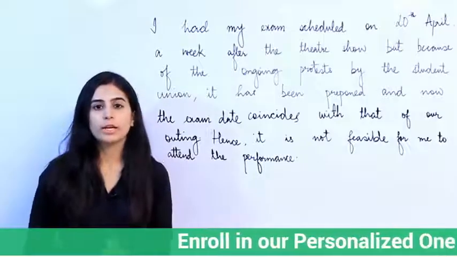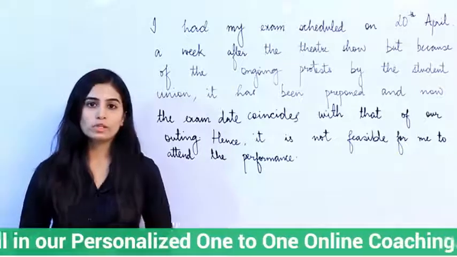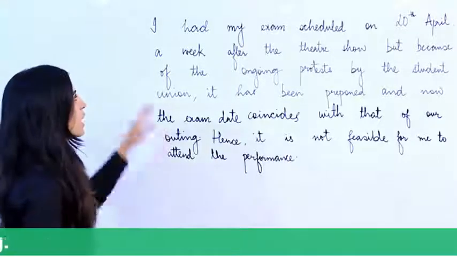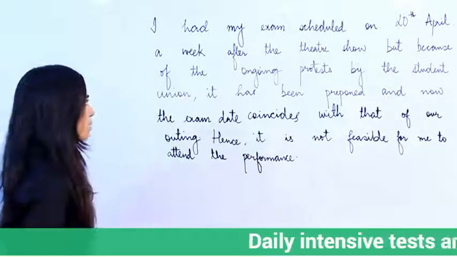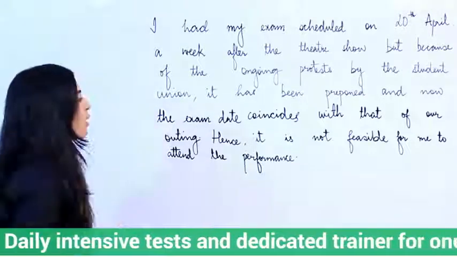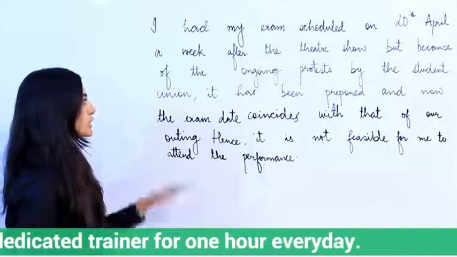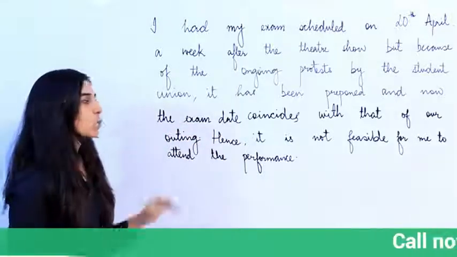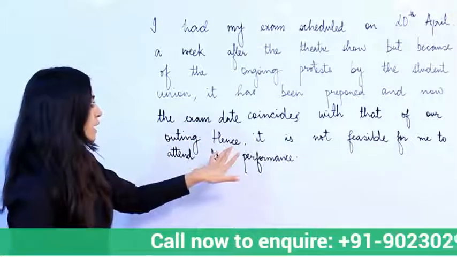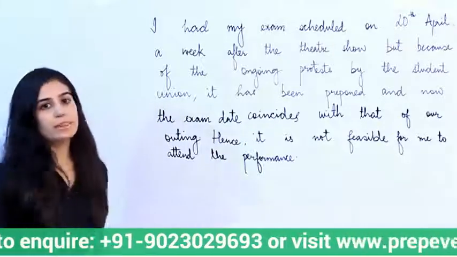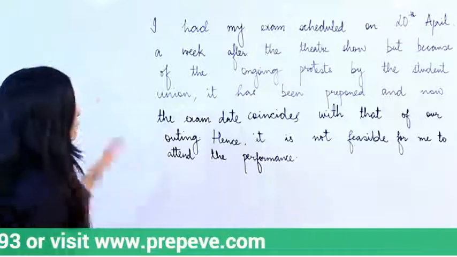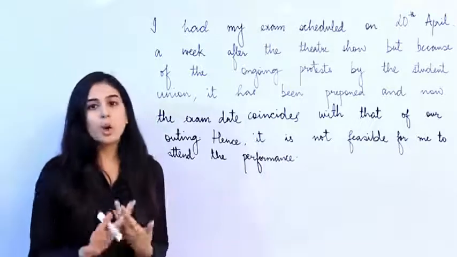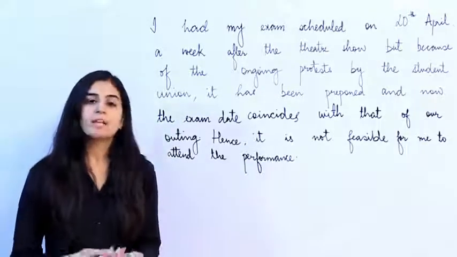What was the second bullet point? It was to explain the situation. We'll be catering to this particular bullet point in the next paragraph. I had my exam scheduled on 20th April, a week after the theatre show. But because of the ongoing protests by the student union, it has been preponed and now the exam date coincides with that of our outing. Hence, it is not feasible for me to attend the performance. Right? So what have we done in this paragraph? We have explained the situation, the reason behind not being able to accompany our friend and attend the show.